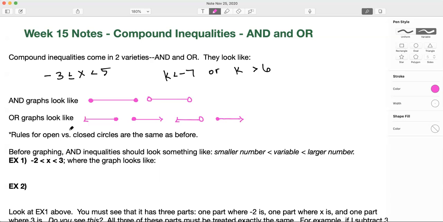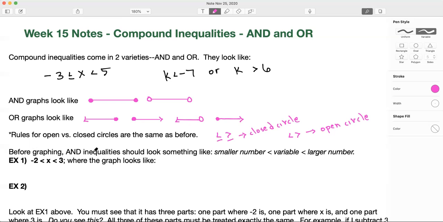Now, rules for open versus closed circles are the same as before. So what does that mean? That means that if you have this and that, you have a closed circle. If you have less than or greater than, that is going to be an open circle. Okay. And you can pause as much as you need to write all this stuff down.